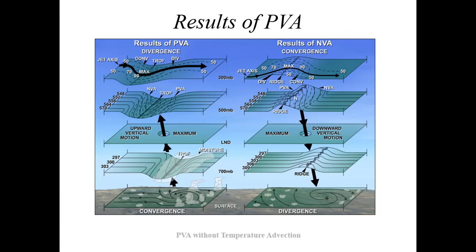The image on the left-hand part of the image here shows the results of just positive vorticity advection, PVA. Again, think of the atmosphere as a three-dimensional fluid. We have to look at the surface, and we have to go all the way up to where that jet stream lives, up at 30,000 feet, 300 millibars. The area at the surface is represented by a counterclockwise circulation. The arrows show the wind moving inward towards the center of the low pressure.